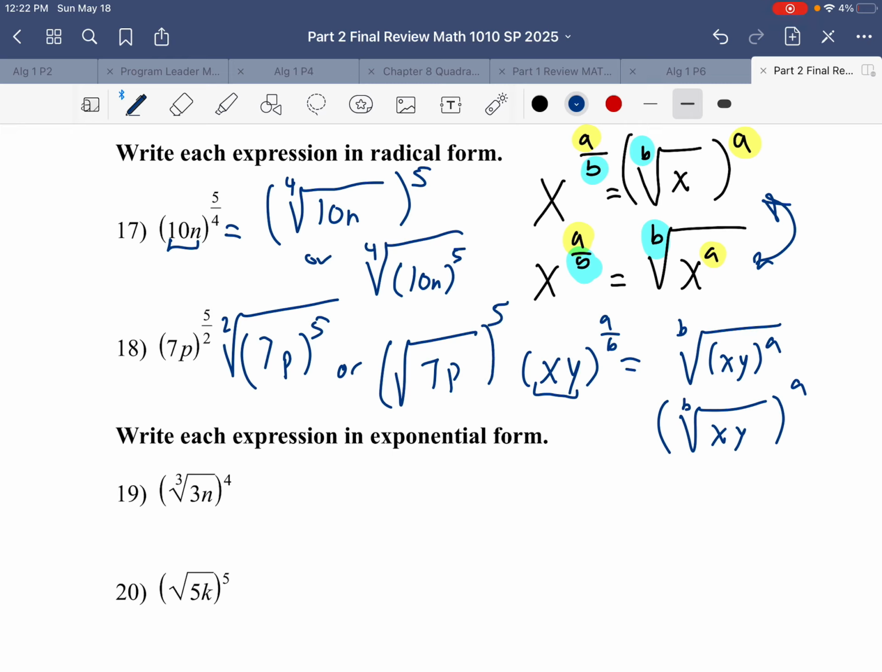I'll take either one. And then for the last part here, if I'm going in the opposite direction, I'm given the radical and they want us to write this in the exponential form. When I see the exponent outside here, that's going to be the numerator of my fraction, and the index is going to be the denominator. Now please write this like 3n in parentheses to the 4/3, and 5k to the 5/2.